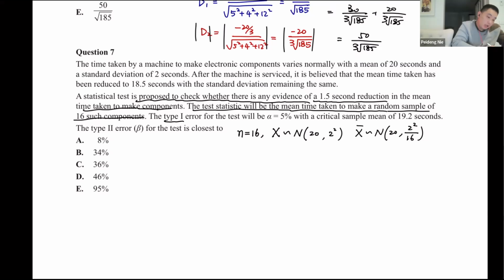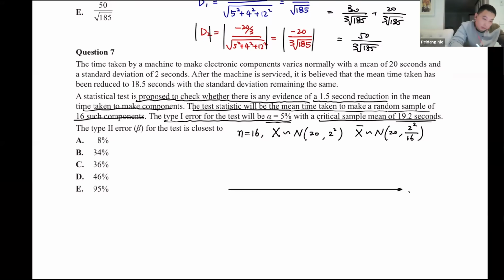Now it's saying the type 1 error for the test will be alpha equals 5% with the critical sample mean of 19.2 seconds. So I'm drawing a relatively longer x-axis. Actually, this is x bar, okay? So firstly, suppose our actual mean is 20, the population mean. Then I'm drawing a normal curve like this.